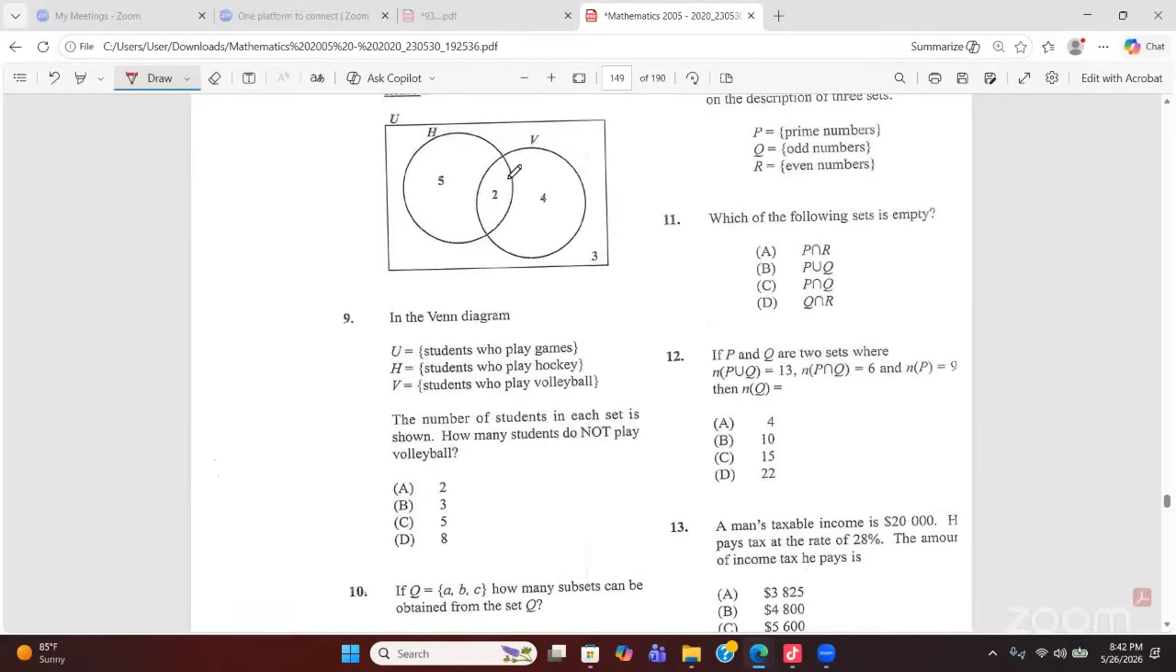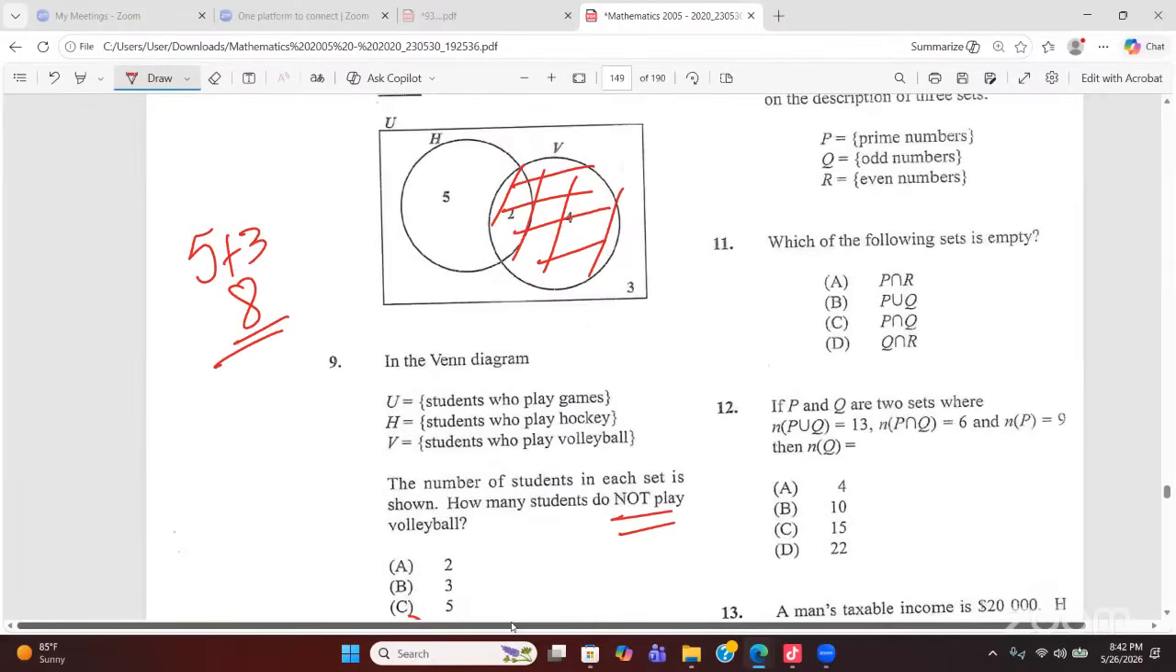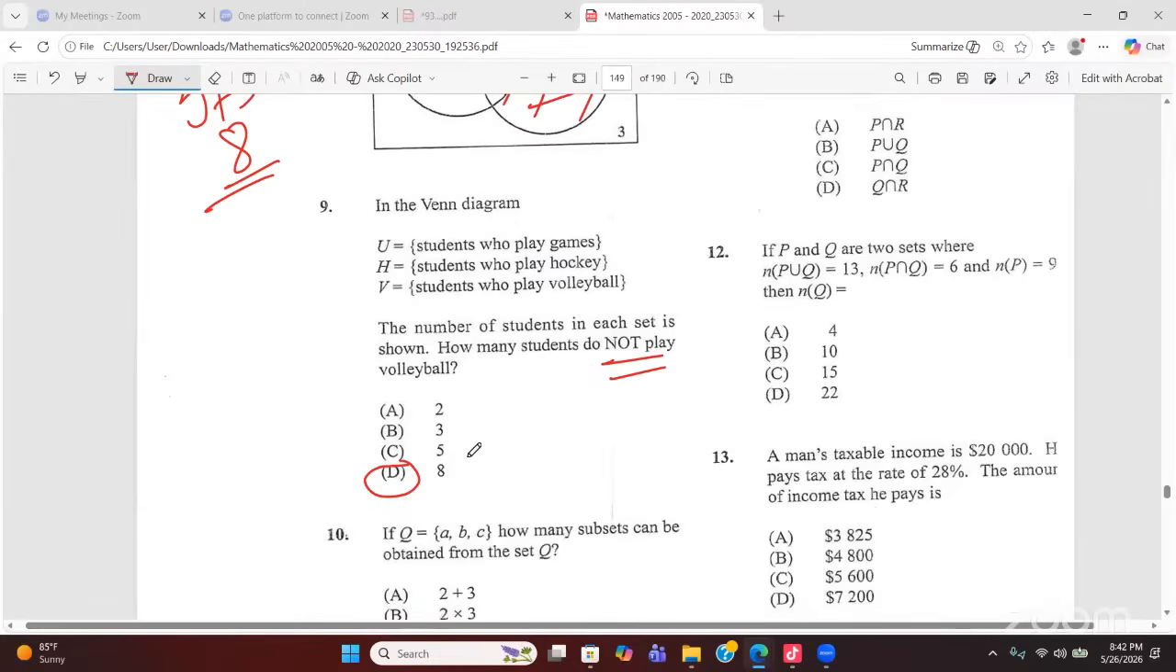So, do not play volleyball. We can cross off anybody in the circle, anybody else. If you're in the circle, you're not in the count here. If you're in the V, you're in the count. So we are talking about 5 plus 3. Everybody got it. Yeah, good. B sounds good. All right, 9 is D.